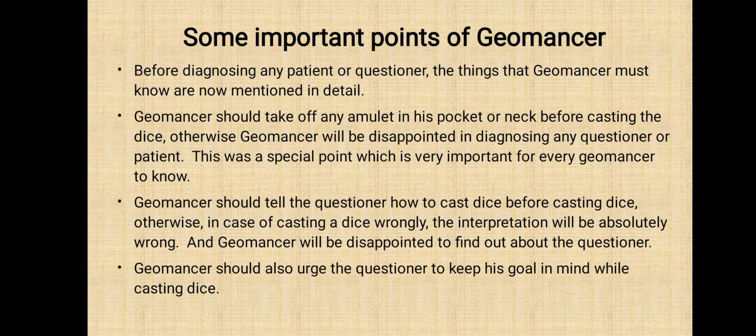The Geomancer should tell the questioner how to cast the dice before casting. This is for those who were illiterate in the middle ages, and now everyone is literate and can easily tell you the numbers. From those numbers, you can generate a chart. There are a lot of other methods by which we can generate a chart. The Geomancer should also urge the questioner to keep his goal in mind while casting the dice.